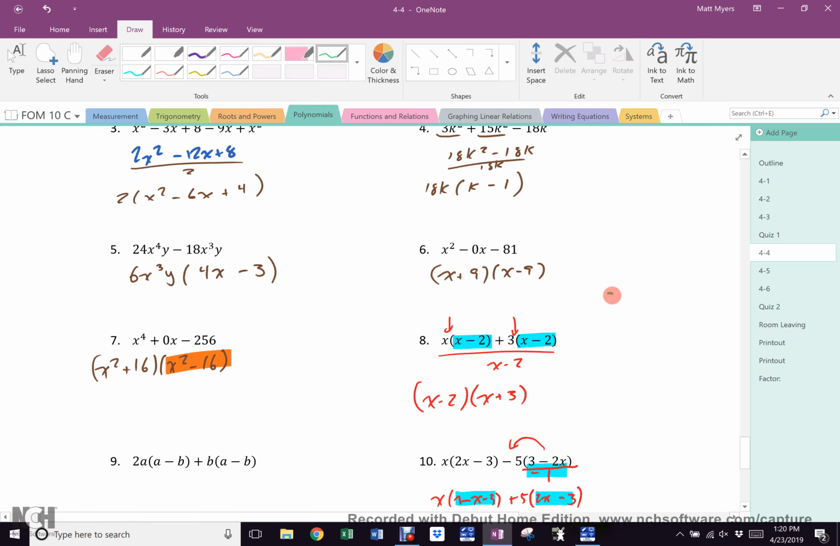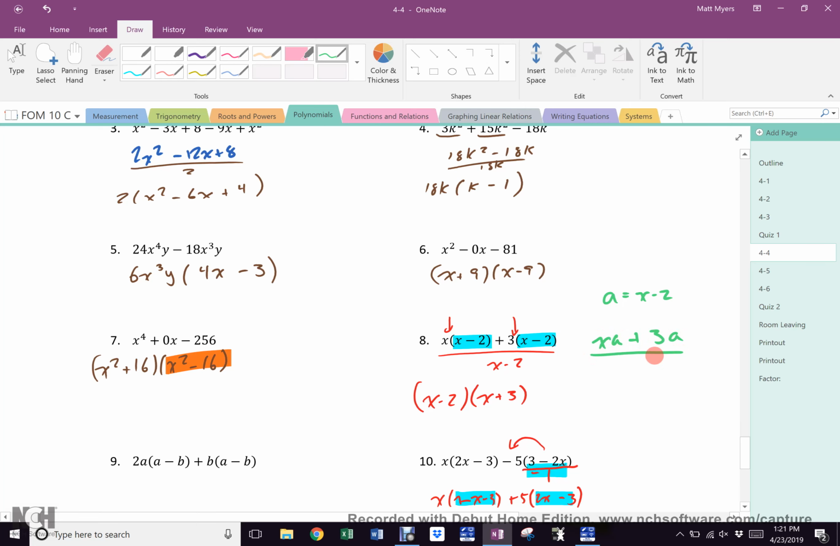What if I told you a equaled x minus 2? Now, what could you write here instead of this? You could write x times a, correct? Plus 3, and that's an a, isn't it? So 3a. Now, you can quite plainly see there's an a in both of them, isn't there?